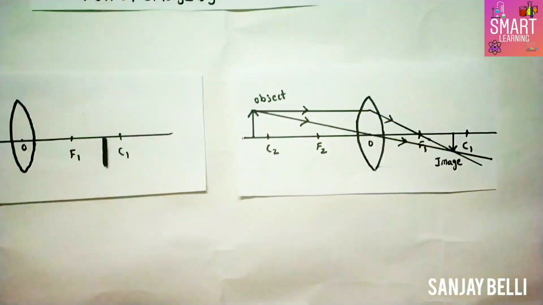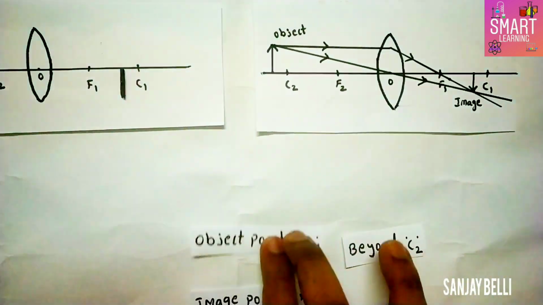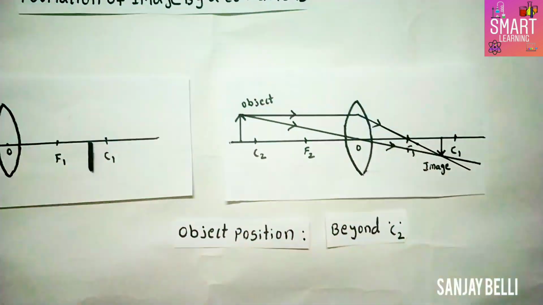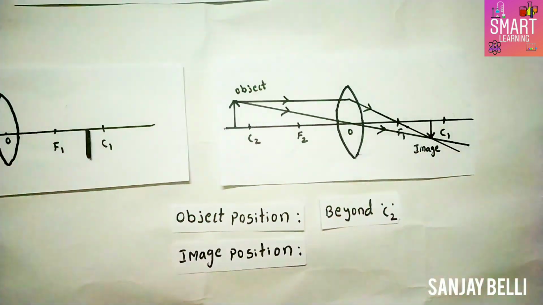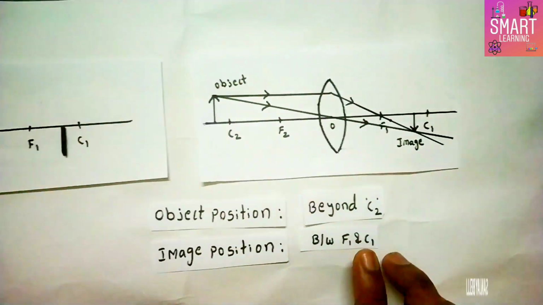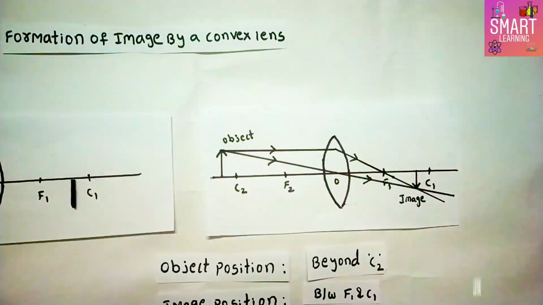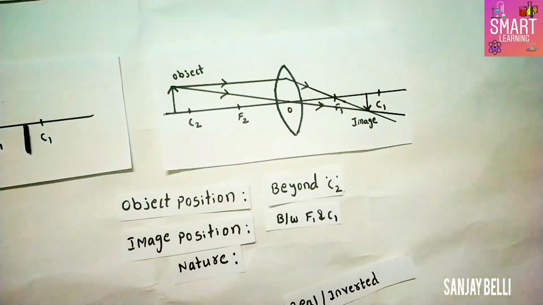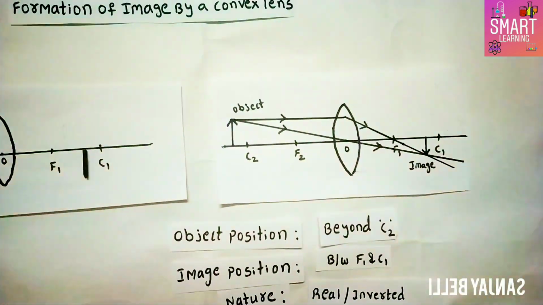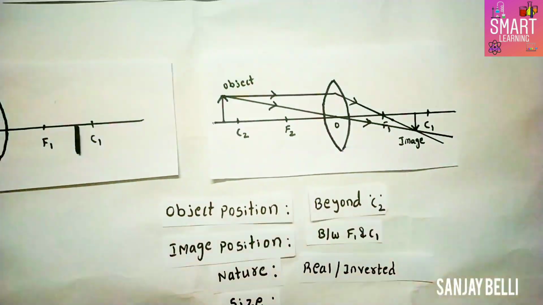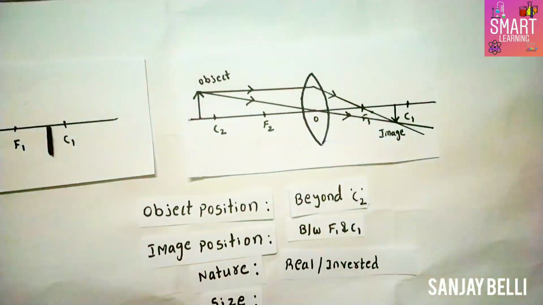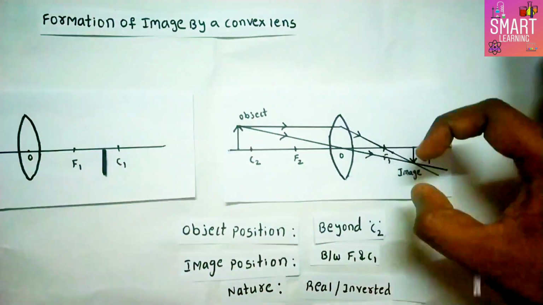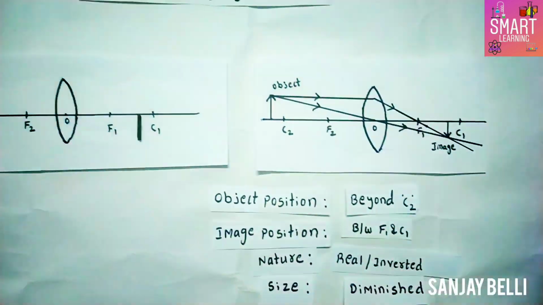So what is your object position? The object position is beyond C2. What about the image position? The image position is between F1 and C1. What is the nature of the image? It is formed below the principal axis, so it is an inverted image. Okay. And what about its size? The size is diminished. Here you see the object size is bigger and the image size is smaller.